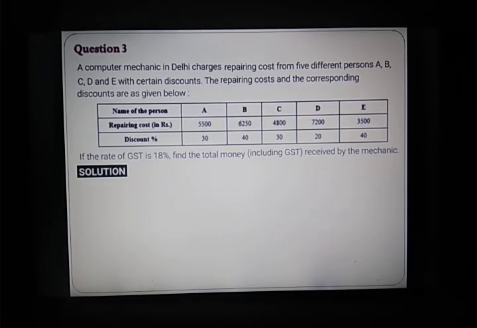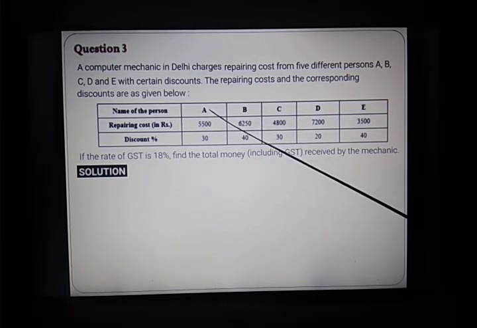Okay, now let us have a look at this question. Question 3 says, a computer mechanic in Delhi charges repairing cost from 5 different persons. So all this transaction is happening within Delhi, if you see, because all different people belong to the same city, that is Delhi. And they have been given certain discounts. All these details have been mentioned in this table. Okay, so let us see.